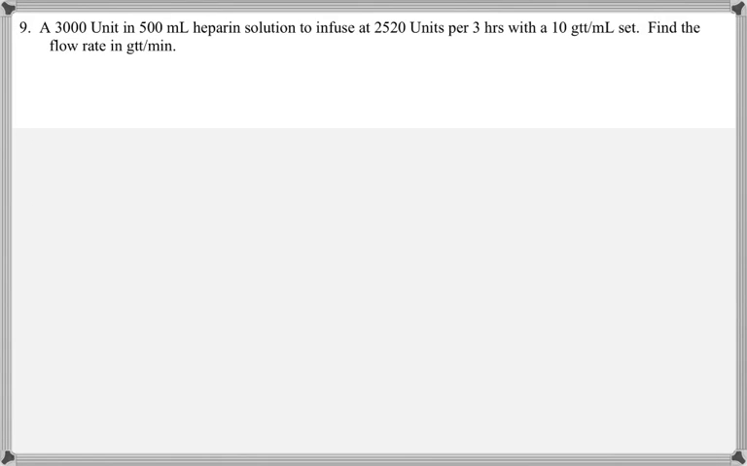Question number 9 says, a 3,000 unit in 500 ml heparin solution to infuse at 2,520 units per 3 hours with a 10 GTT per ml set. Find the flow rate in GTT per minute. So the final answer they want in GTT per minute, which means at some point we're going to have to use the formula.